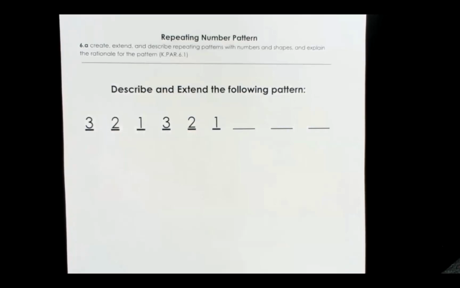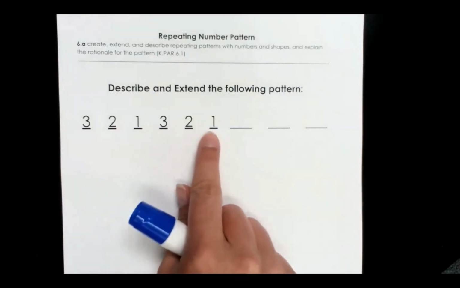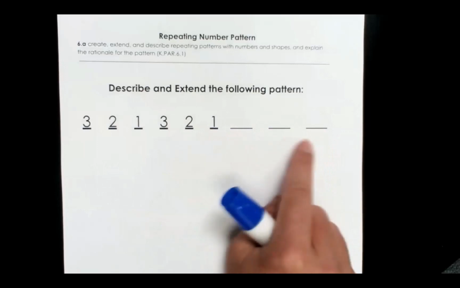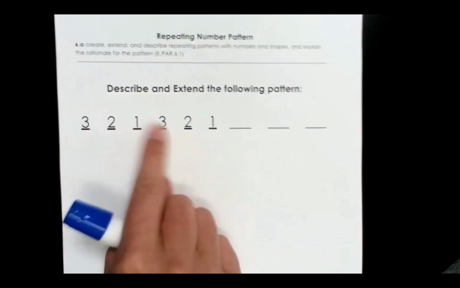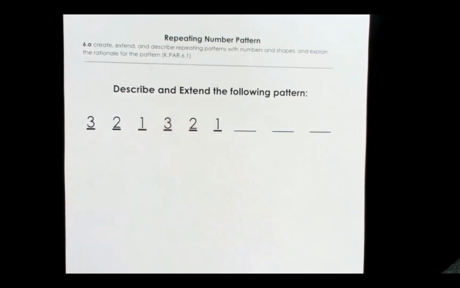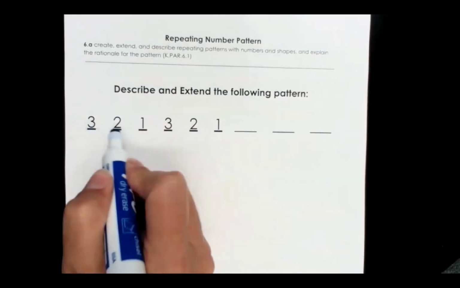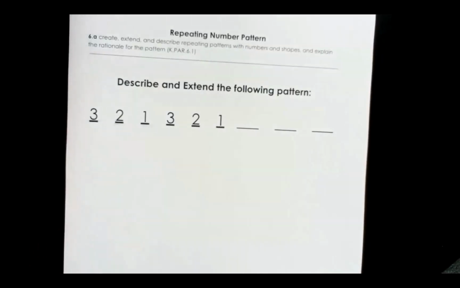So what we want students to notice first is that there is a core, and that core repeats. So as I'm looking at this number pattern, I see 3, 2, 1, 3, 2, 1, and then I have blank, blank, blank. So in order to extend it, I need to be able to describe this pattern first and know what the pattern is that's repeating. So I'm noticing I see a 3 in 2 places. I also see a 2 in 2 places, and I see a 1 in 2 places. So I'm noticing that I see 3, 2, 1, and then it repeats 3, 2, 1.